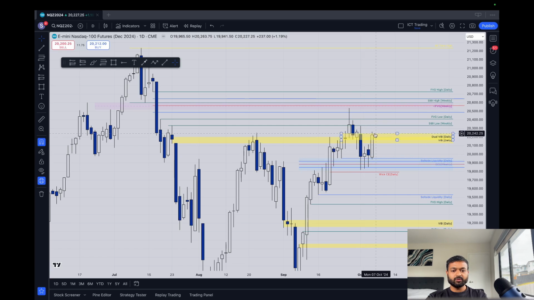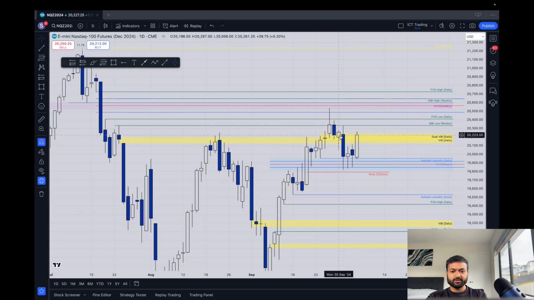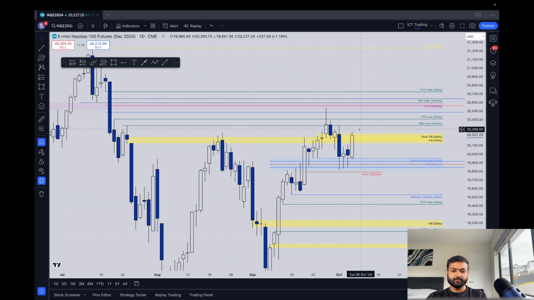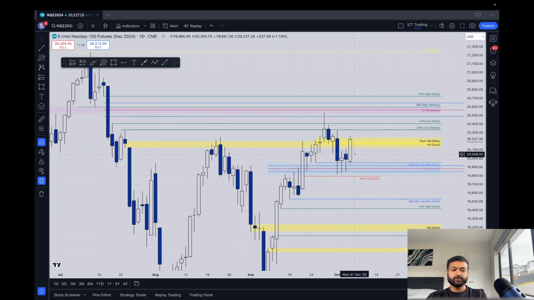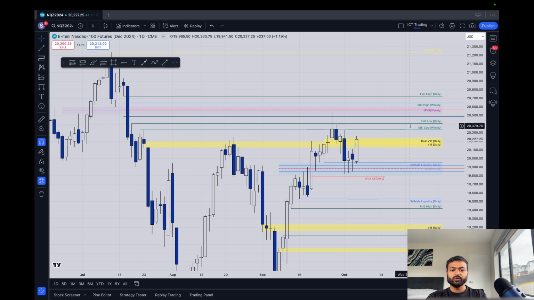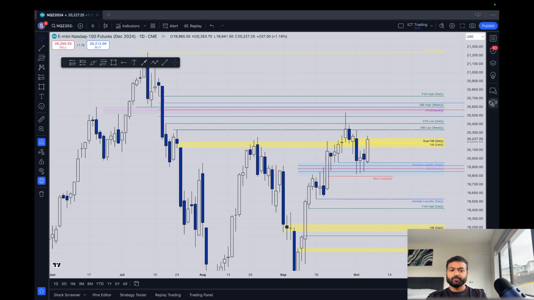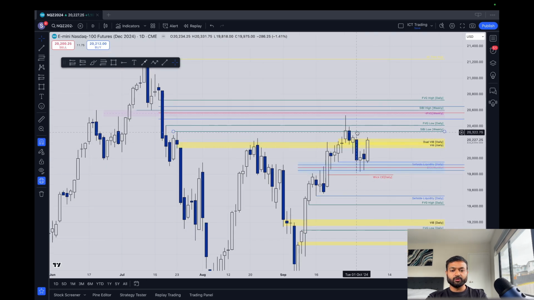Again, because I don't see any other significant PD arrays, we do have the dual volume imbalance over this one, but we've already traded almost over 75% of it. We could still reject from it, but I'm expecting price to go further into the SIBI low before we roll over, if we do.